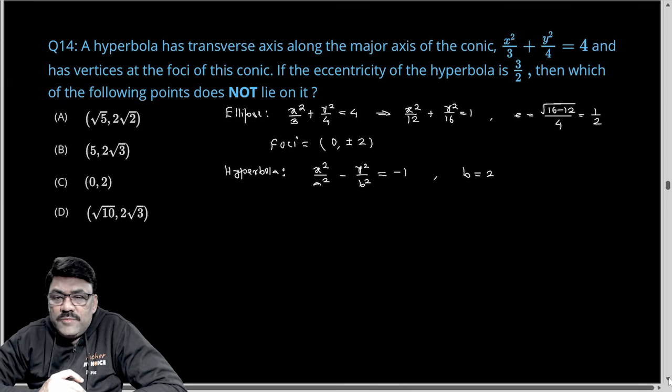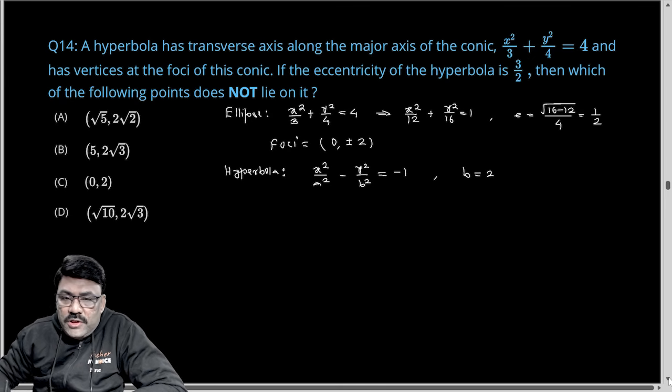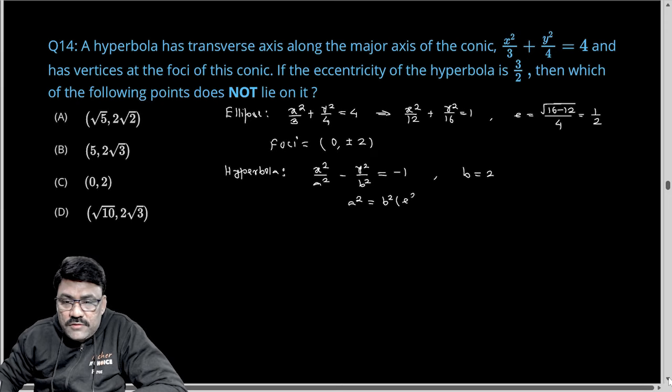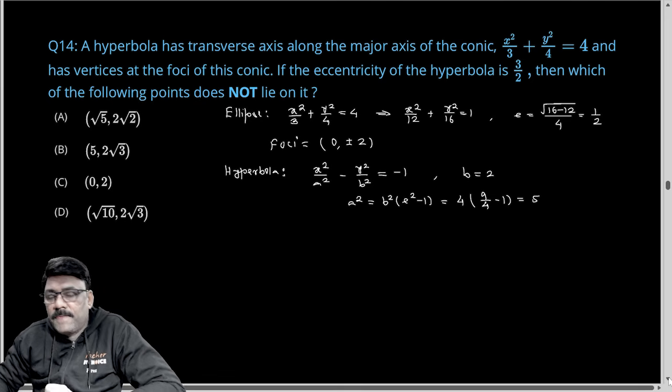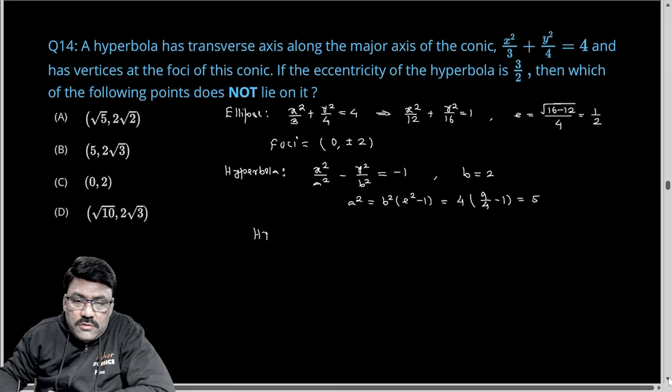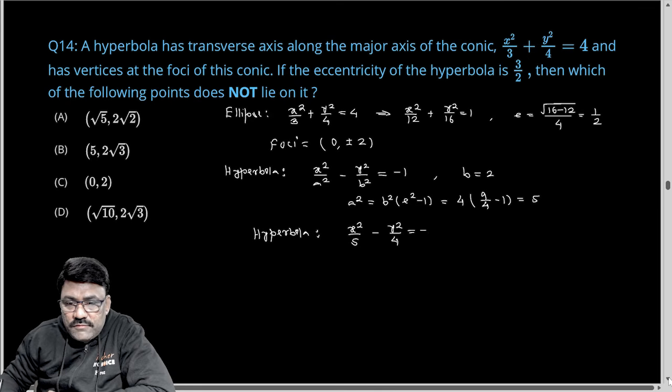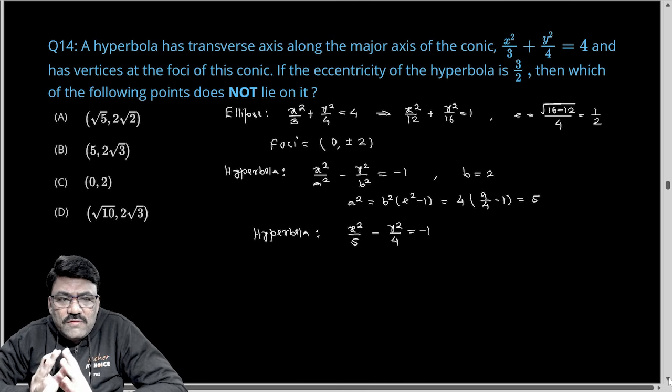Now the eccentricity of the hyperbola is given as 3 by 2. So you can write a square as b square times (e square minus 1). So 4 times (9 by 4 minus 1), so it is 5. And hence the hyperbola is x square over a square, which is 5, minus y square over b square, which is 4, equal to minus 1. Now just check out of these 4 given points, which one doesn't satisfy the hyperbola?